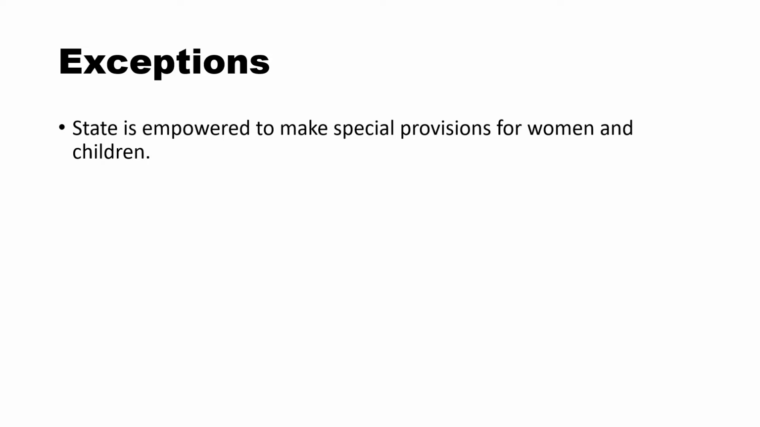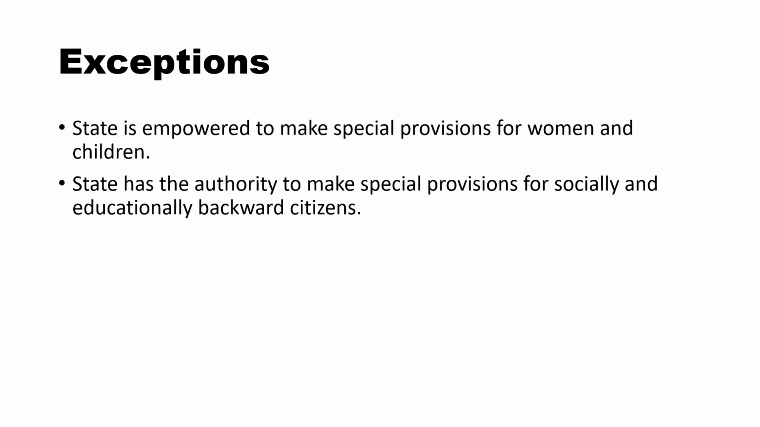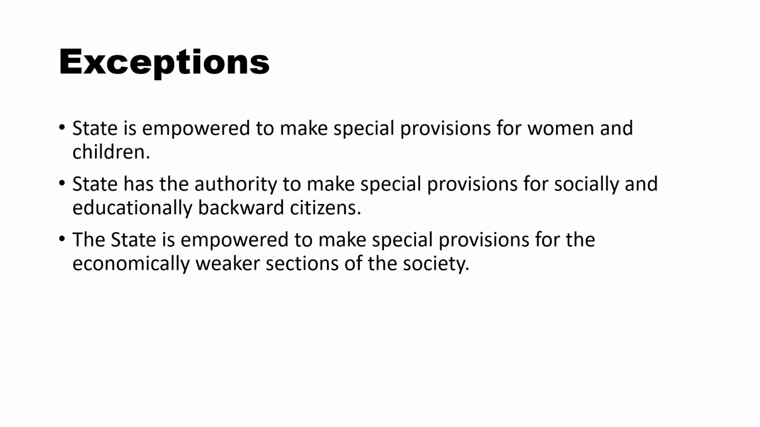Now, let's look into some of the exceptions of Article 15. The state is permitted to make any special provisions for women and children. For example, in the case of employment, education, or reservation of seats for women in the local bodies, etc. The state is permitted to make special provisions for the advancement of any socially and educationally backward classes of citizens or for the scheduled castes and scheduled tribes. The state is empowered to make any special provisions for the advancement of any economically weaker sections of the citizens.